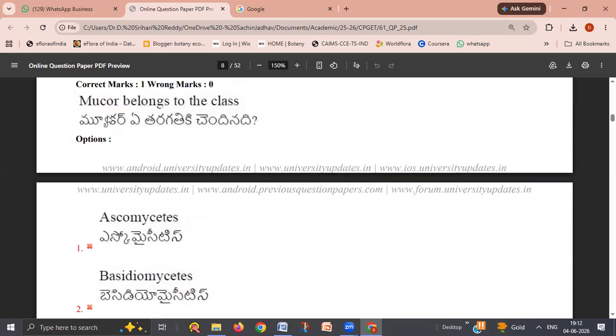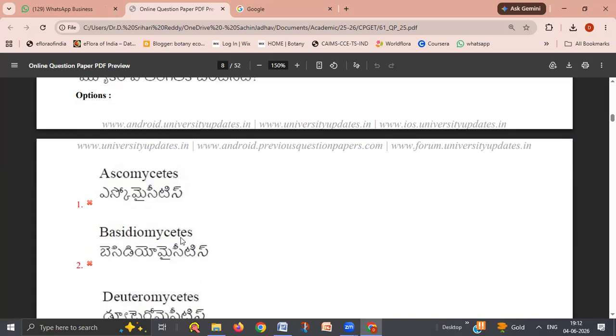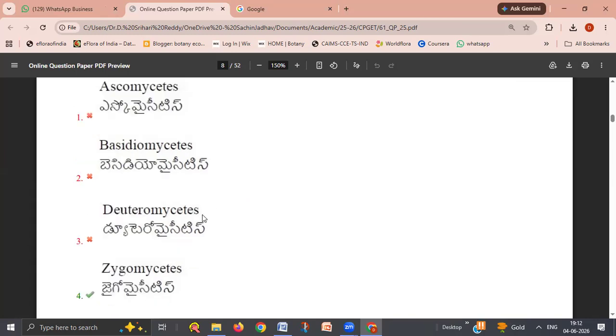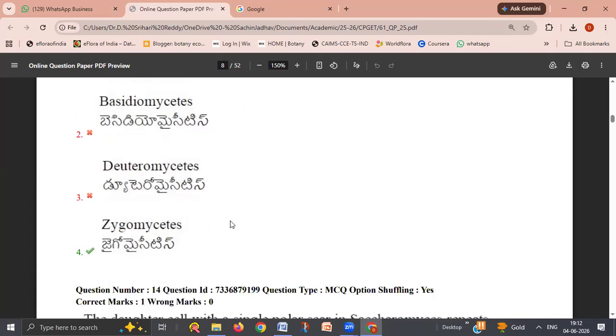So the question here is related to Mucor, belongs to the class. Next time they may ask about Ascomycetes, like Penicillium belongs to which class, or yeast belongs to which class? They belong to Ascomycetes. Basidiomycetes: Puccinia and mushrooms belong to Basidiomycetes. And Deuteromycetes: Cercospora belongs to Deuteromycetes. Okay, Mucor belongs to Zygomycetes.